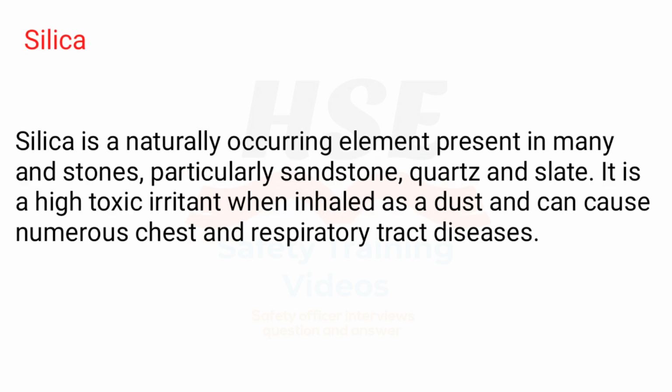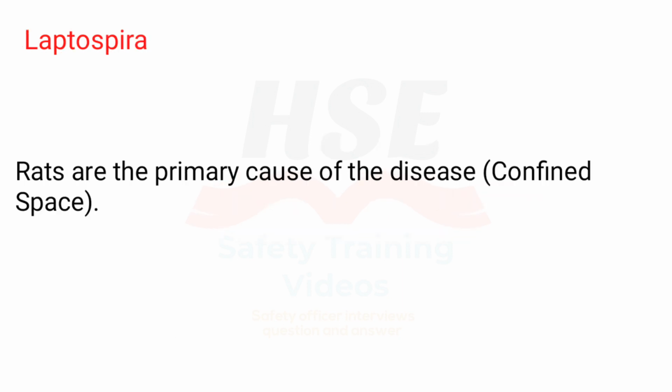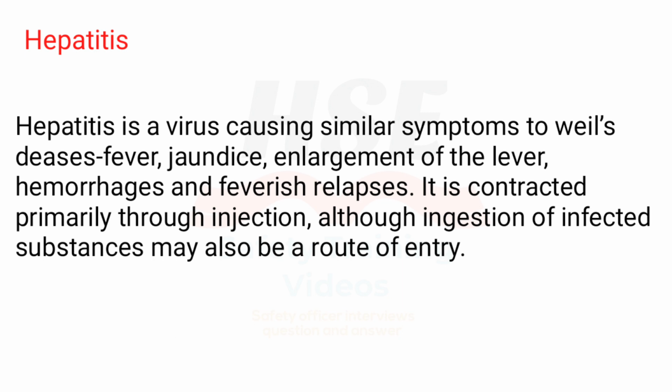Silica. Silica is a naturally occurring element present in many stones, particularly sandstone, quartz and slate. It is a highly toxic irritant when inhaled as a dust and can cause numerous chest and respiratory tract diseases. Leptospira. Rats are the primary cause of the disease. Hepatitis.